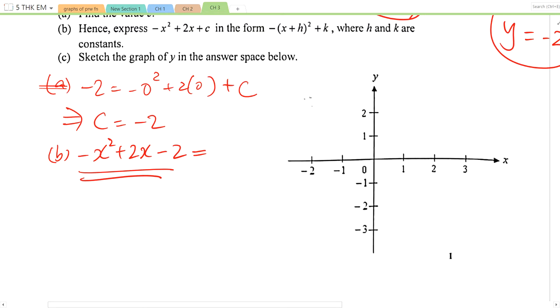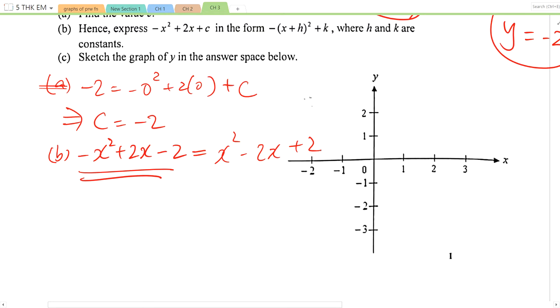Is the coefficient of x squared 1 over here? Really? It is negative 1. Is it 1? No, it is not 1. How do I change the coefficient to become 1? Can I simply times a negative, then I get x squared minus 2x plus 2? Are they the same? No, they are not the same.